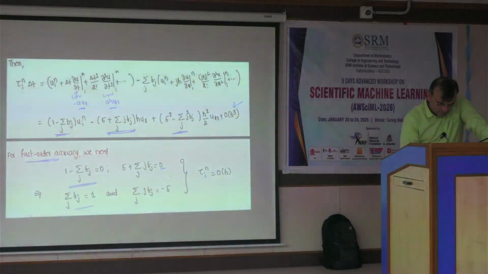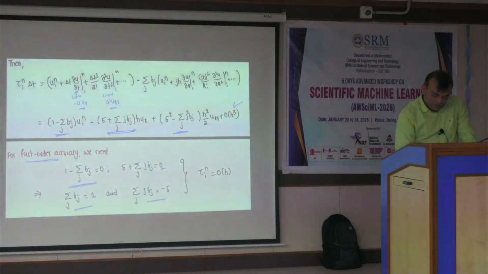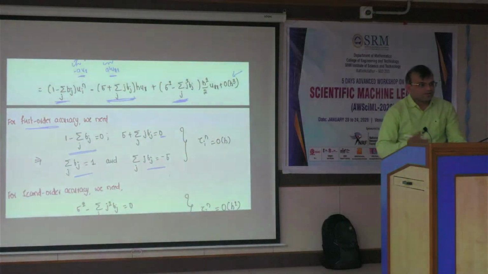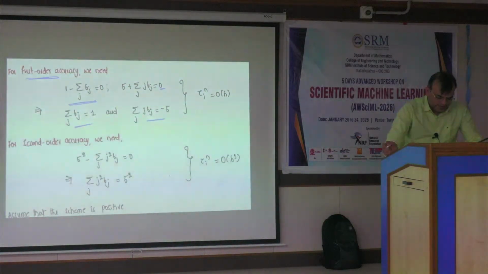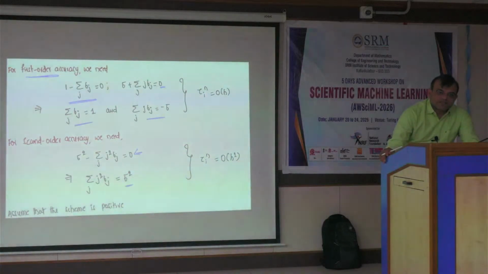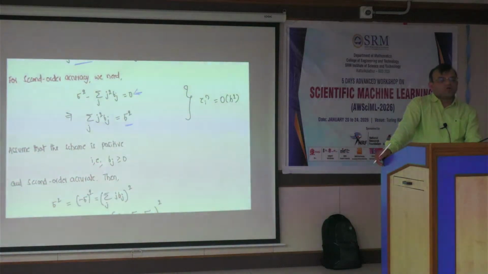Which means that the summation over all j of the coefficients b_j should be 1, and the summation of j times b_j is nothing but minus sigma. Even if we say this is second order accurate, this term must vanish. That's possible. So now the sigma square term should be 0, which means the summation over j of j square times b_j is nothing but sigma square. Now, this scheme is a monotone scheme.